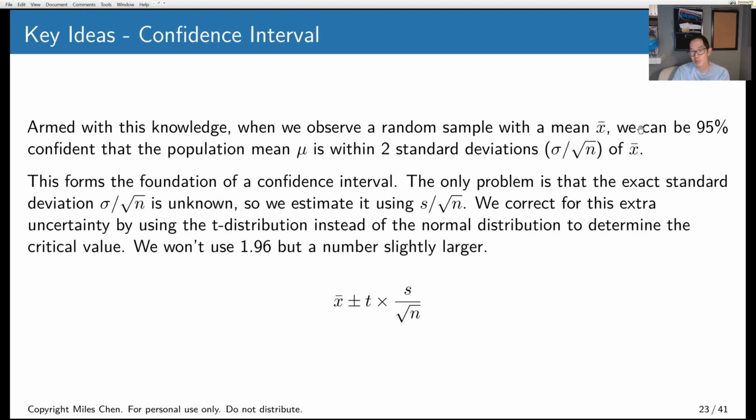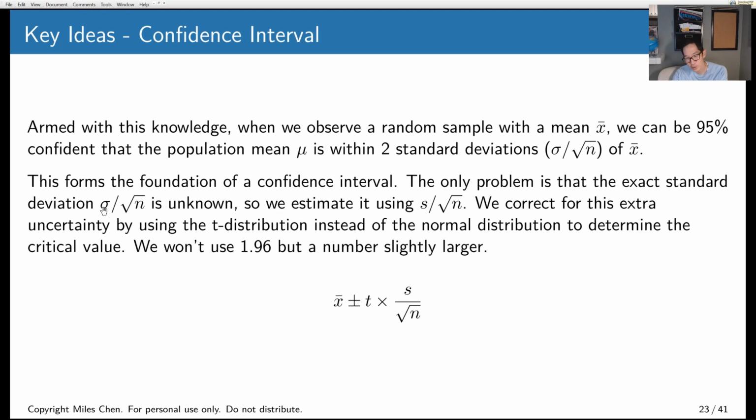The only problem is that we don't know what the standard deviation is. Sigma divided by square root of n, that's going to be unknown to us because the idea of a confidence interval is you don't know what the mean of the population is, so you're looking at your sample mean and you're trying to guess where the mean of the population could be. And so if you don't know the mean of the population, you're not going to know the standard deviation of the population. So you don't know what sigma is.